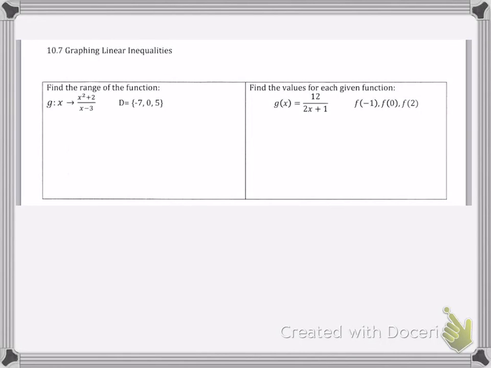Hi algebra students, grab your 10-7 graphing linear inequalities notes template and let's get started. We're going to start with a warm-up. I want you to try this by pausing the video and completing these problems.